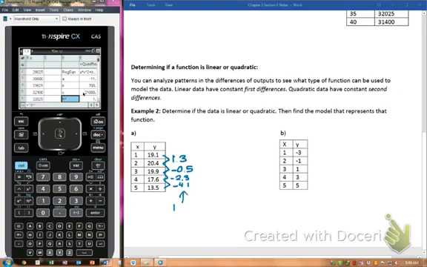Now, if those were all the same, it would be linear. But they're not, so it's not. So we have to keep going. We're actually going to do it again. Negative 0.5 minus 1.3 is negative 1.8. Negative 2.3 minus negative 0.5, so you end up adding them, is negative 1.8. Negative 4.1 minus negative 2.3 is negative 1.8. Now these are all the same, so it is quadratic.